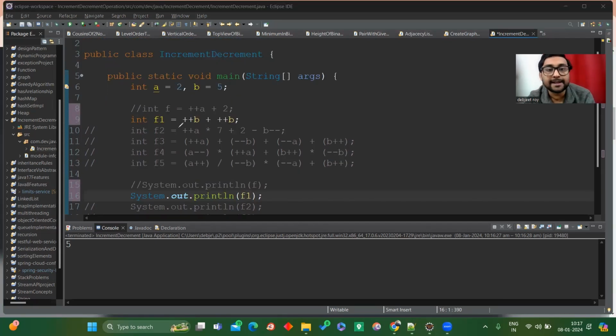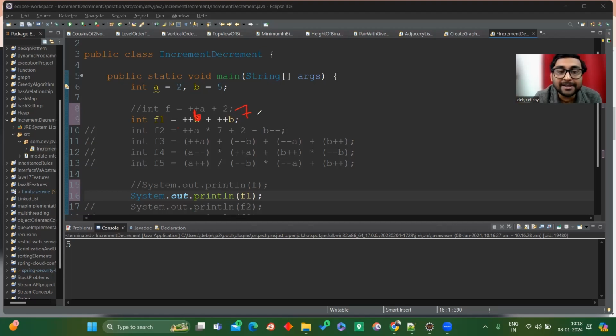Then the second question is this one, plus plus B plus plus plus B. It's a pre-increment operation on B that is happening over here. So here B is 5. The value of B will first increment and then it will sit in the same value in the memory. So 5 will become 6. And here also, after it has become 6, in the memory also it is 6. But here it will store as 7, because it will first increment and then it will store in the memory.